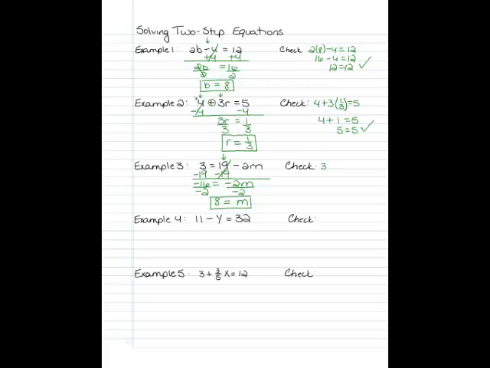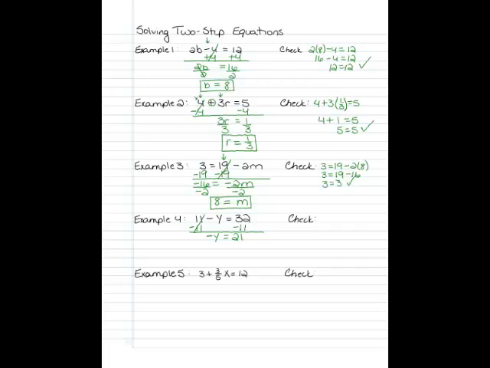Performing a check, 3 equals 19 minus 2 times our answer, 8. 3 equals 19 minus 16, so 3 equals 3. It checks. Example 4, we have 11 minus y equals 32. We want to get rid of the 11, so subtract 11 from both sides. 11 minus 11 is 0. We're left with the negative y equals 32 minus 11 is 21.